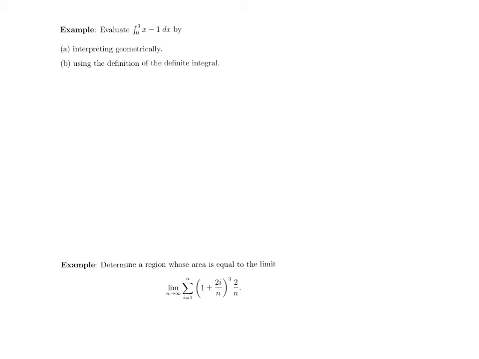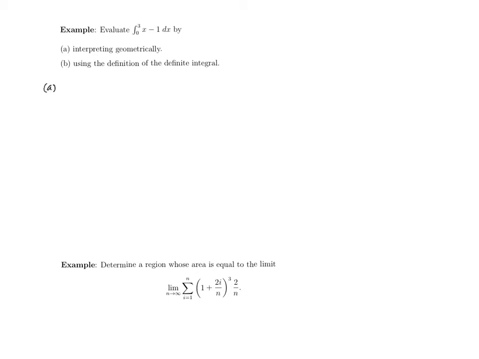So the first is to look at this definite integral from 0 to 3 of the function x minus 1 and evaluate it in the two possible ways. We can interpret it geometrically as this net difference of enclosed areas, or we can use the definition of the definite integral. And luckily for us, we're going to evaluate it in both ways.